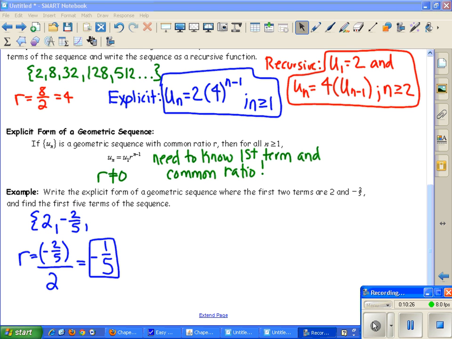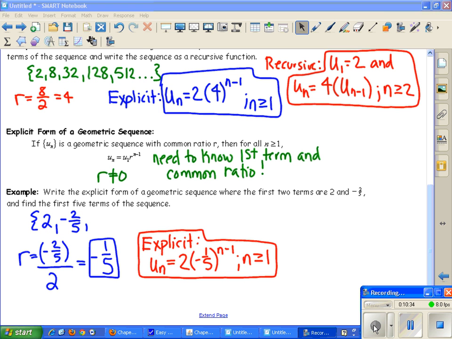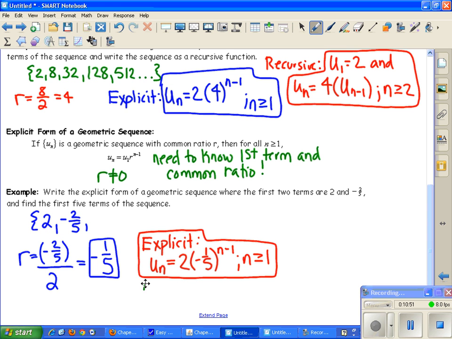So let's go ahead and write both the explicit and recursive formula. We'll start with the explicit first. To get to the nth term, u sub n would be equal to my first term, which is 2, times my common ratio, negative 1/5, raised to the n minus 1 power, where n would have to be greater than or equal to 1. So if I wanted to find my third term, I would plug 3 in for n, so u sub 3 would be equal to 2 times negative 1/5, all raised to the 3 minus 1 power.